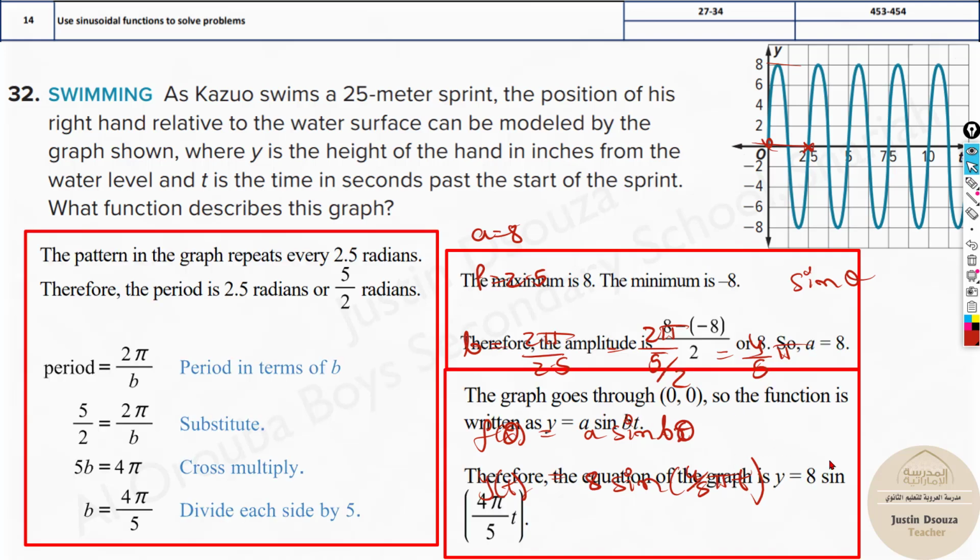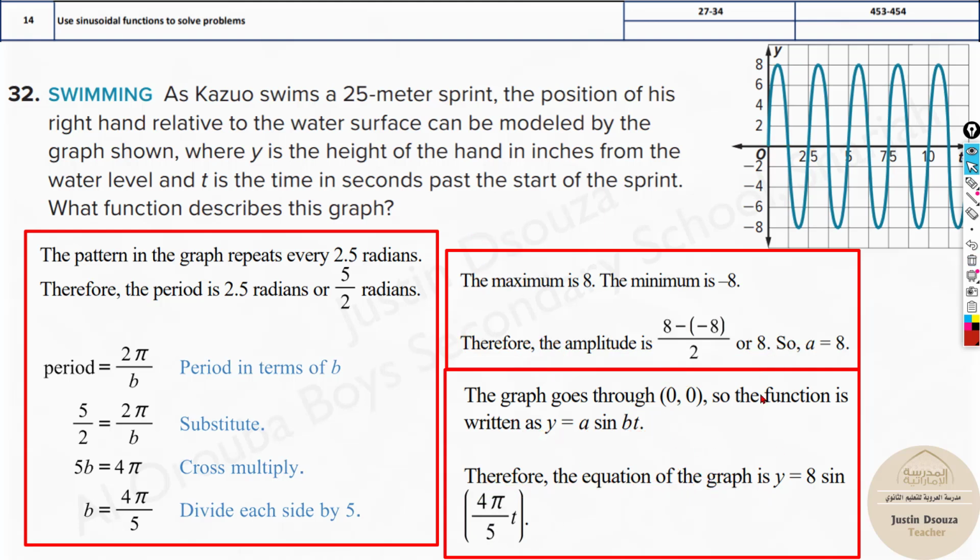Let's look at the answer. It is 8 sine 4 pi by 5t. Yeah, it's the same answer that we got.